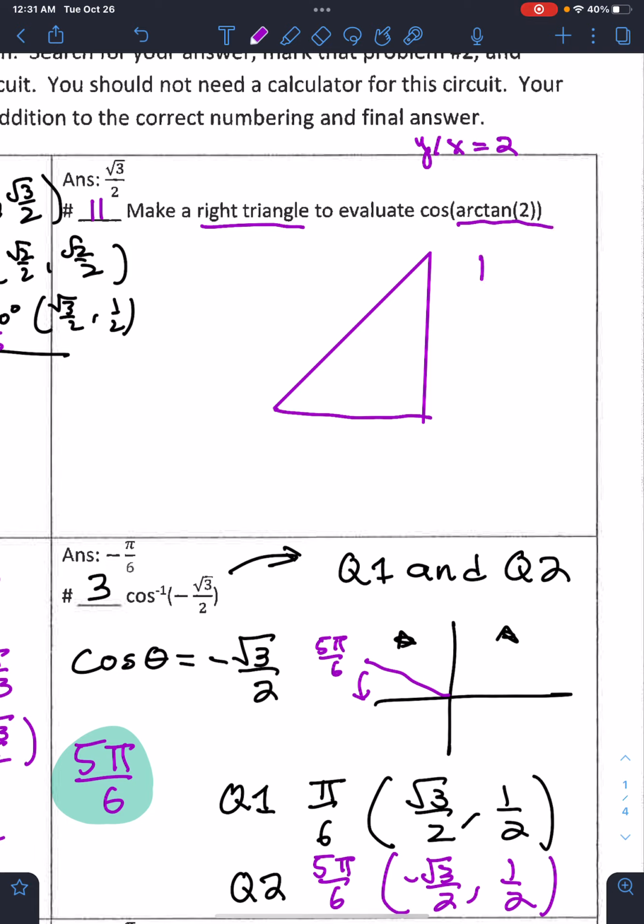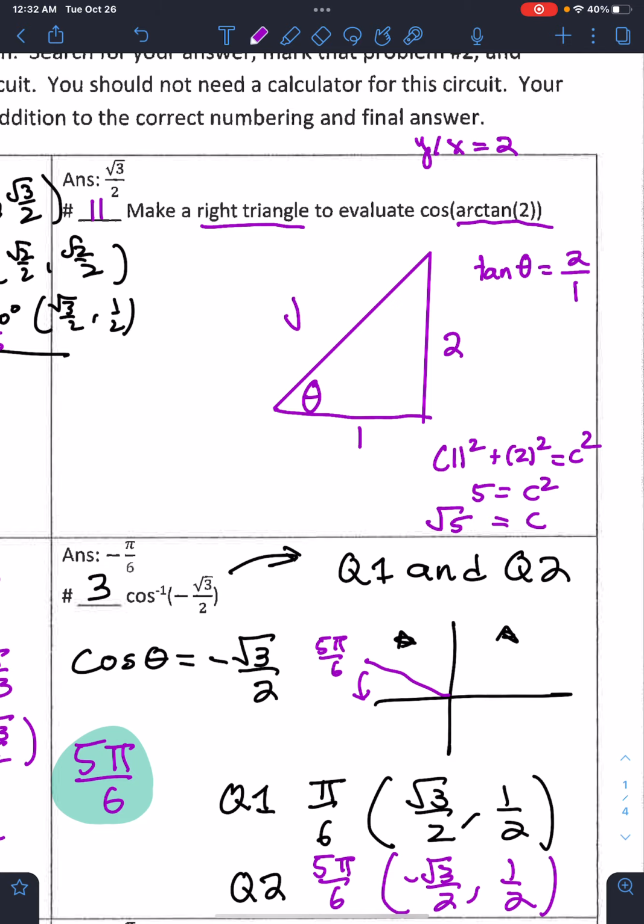And what we're saying is tangent of some degree that we're looking for will give us 2 over 1. The only issue is there is no angle that we know in the unit circle that will give us 2 over 1 for tangent. So what you do is you put theta here. Theta is y over x, or opposite over adjacent. So we're going to make this 2, and we're going to make this 1. And then we're going to do Pythagorean theorem, and we're going to find our hypotenuse, and we're going to get the square root of 5.